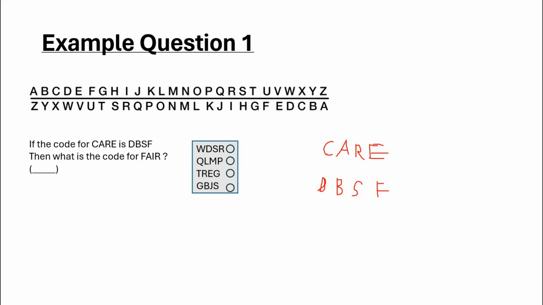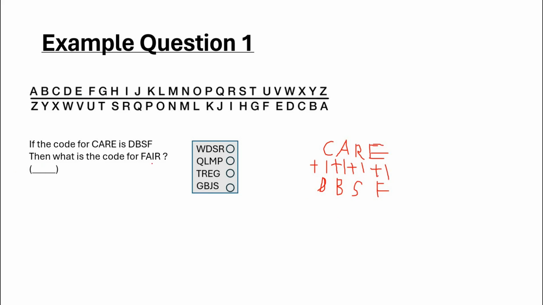So we're going to try to find the difference between C and D. What's the difference? C plus 1 is D. So for the first one it is plus 1. Then A to B, that's again plus 1. And R to S, that's plus 1 again. And E to F is plus 1. So that's the pattern. Plus 1, plus 1, plus 1, plus 1.